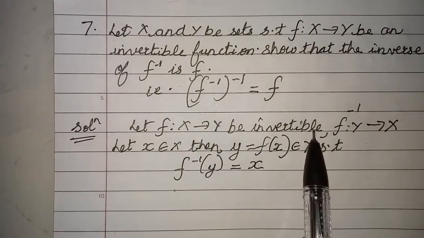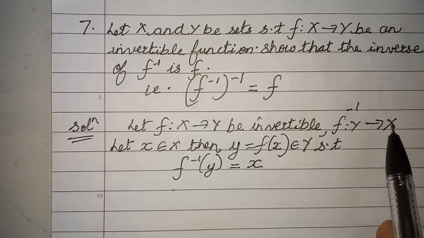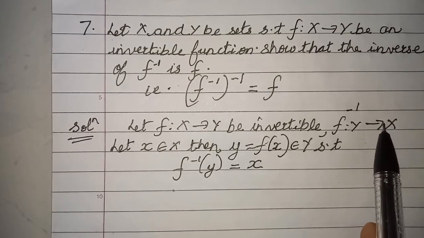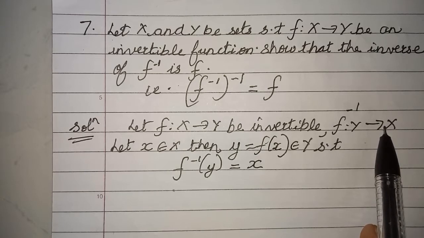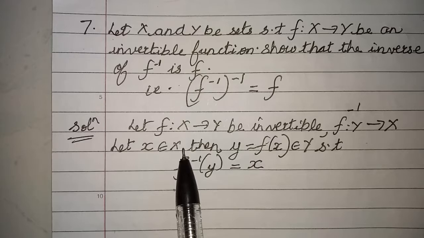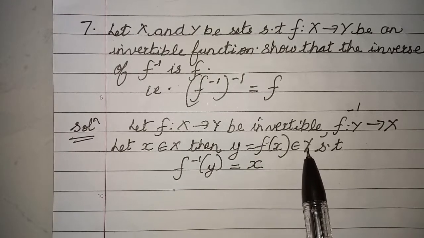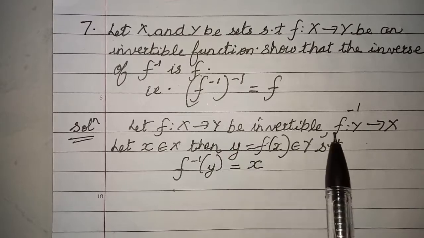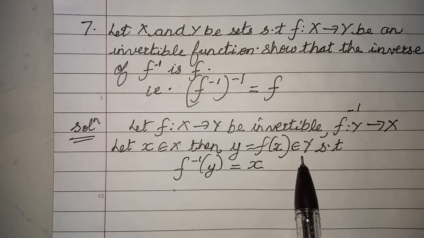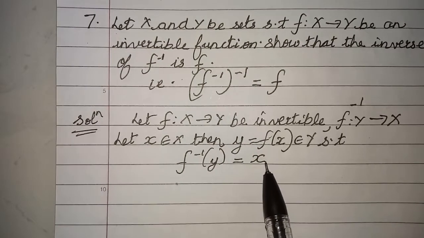f is a function from X to Y and is invertible, so f inverse goes from Y to X. That means everything is one-one, and every image has a pre-image. That means I am taking x belonging to X such that y = f(x). Definition of onto, y belongs to Y. Now this y will come from Y, such that, since it is invertible, I can do f inverse of y equal to x.